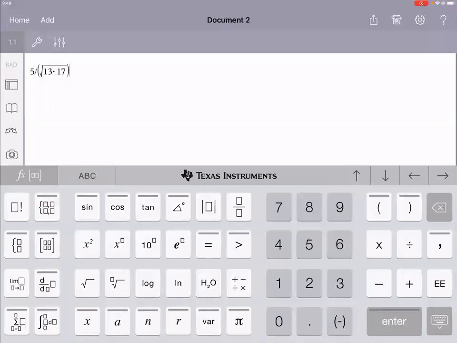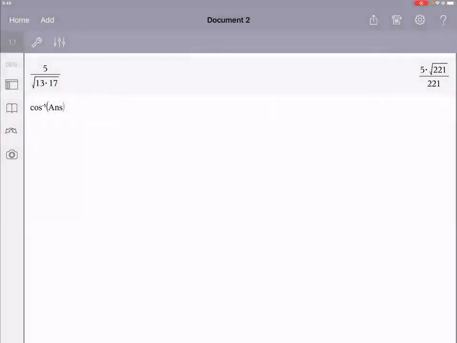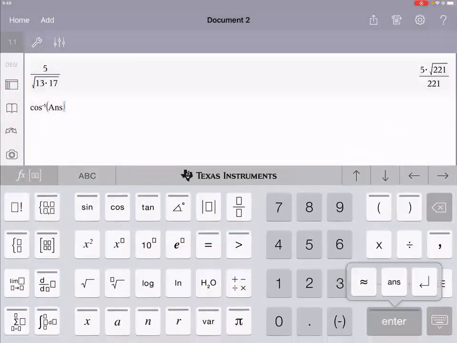Now, what I did here, I put 5 divided by the square root of 13 times 17. From the previous question, we talked about how the numbers underneath the square root can multiply together. So I can just multiply 13 and 17 together, both underneath the square root. I do not need to type two separate square roots for the denominator. Then I do the inverse cosine of the answer, and let me make sure I change my angle to degrees.